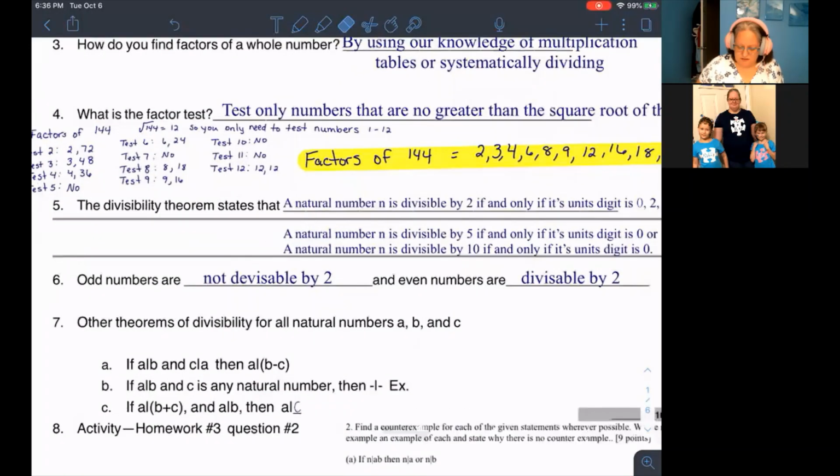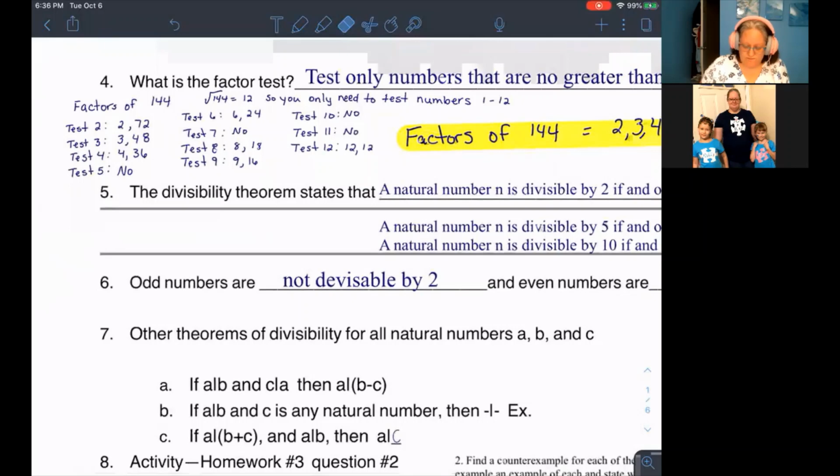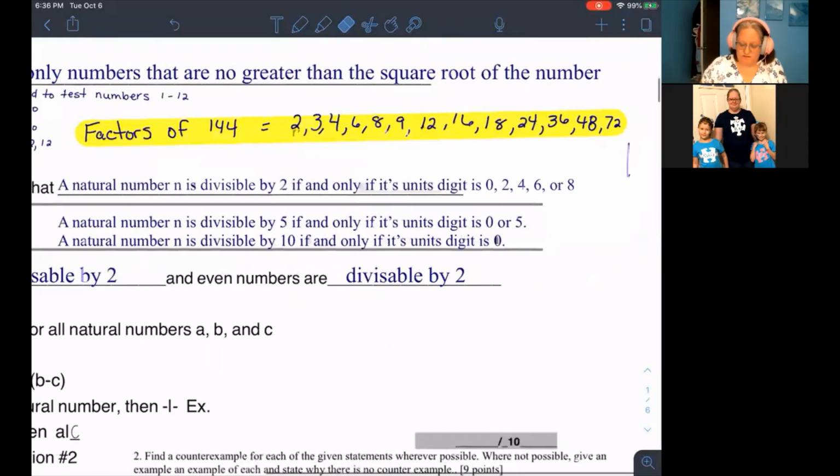So say you did a test for 2, it's 2 and 72. And then you do 3, 3 and 48, 4, you get 4 and 36. You try 5, it doesn't work, because it has to go evenly. So 6, you have 6 and 24. Number 7 doesn't go evenly. 8 does, 8 and 18. 9 does, 9 and 16. 10 doesn't work. 11 doesn't work. And on 12, you have 12 and 12. So that gives you the factors 2, 3, 4, 6, 8, 9, 12, 16, 18, 24, 36, 48, and 72, all for the number 144.